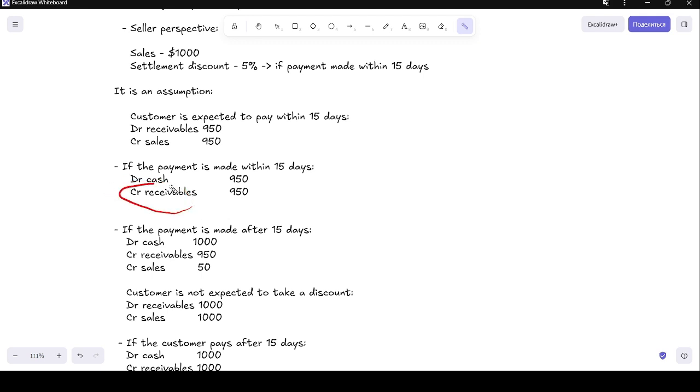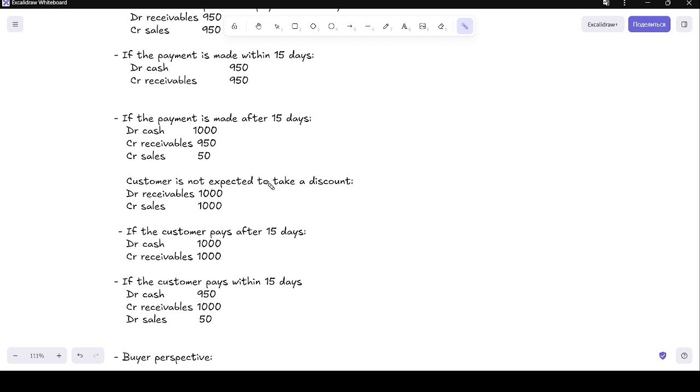You will see you are crediting the receivables, you are reducing the receivables to nil, which you have written before the sale in your assumption, right? What happens if the customer didn't take the discount? In this case, if the payment is made after 15 days, you will receive the cash of $1,000 because the discount is not taken, and also you have written the receivables by 950. In this case, you are making more sales by 50%. You will increase your sales.